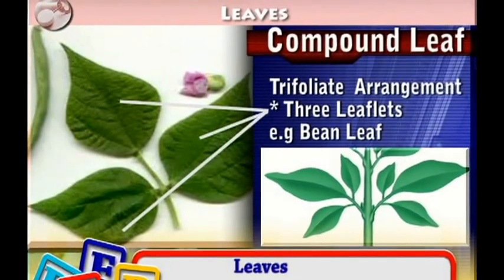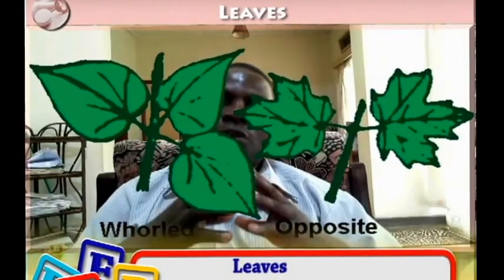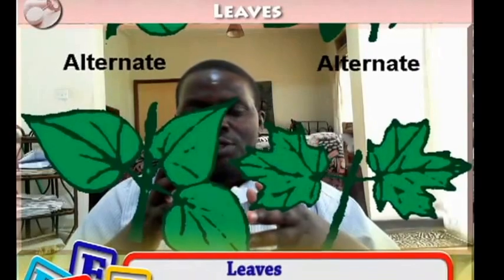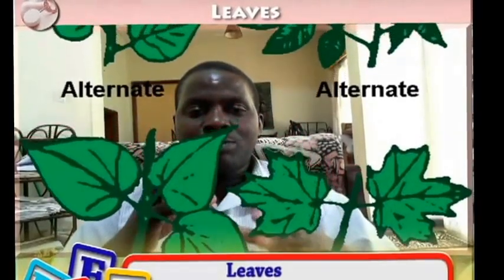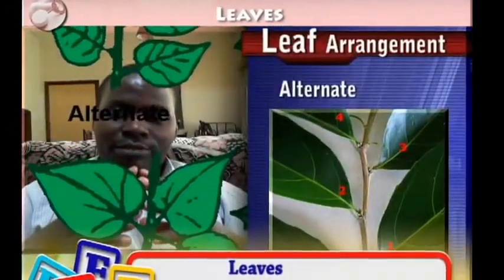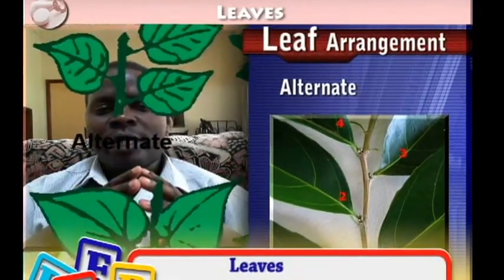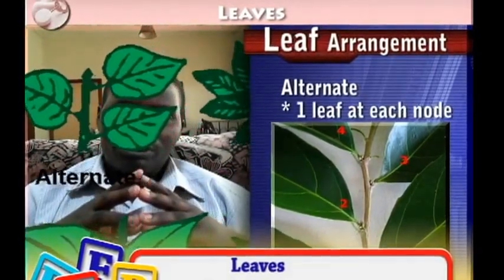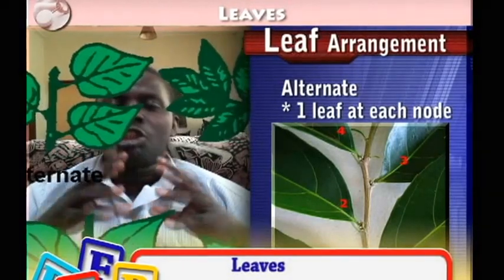Now we want to look at the arrangement of leaves. How do leaves arrange themselves? There is an arrangement we call the alternate. In the alternate, there is 1 leaf at each node.